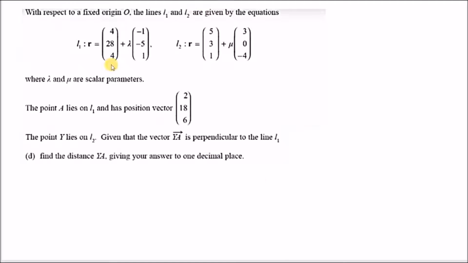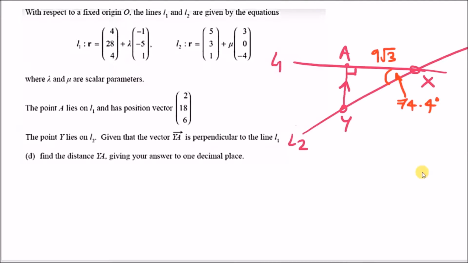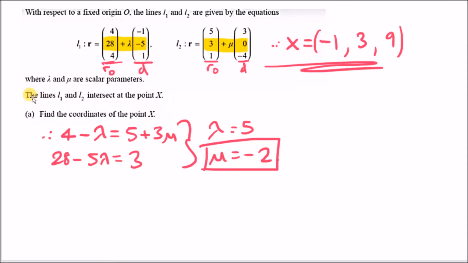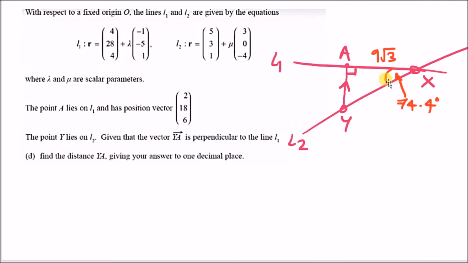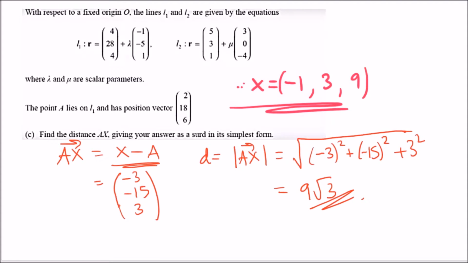So before we do this, this actually encompasses a few things from previously. We need to see how the diagram looks, and it actually looks a bit like this. I've gone ahead and drawn it. We've got the line L2 crossing here, and if we recall, L1 and L2 intersect at point X. We found this in the earlier statement. We also calculated the acute angle between L1 and L2, which was 74.4 degrees, and that is here. We also calculated the line AX, which is here, 9 root 3.